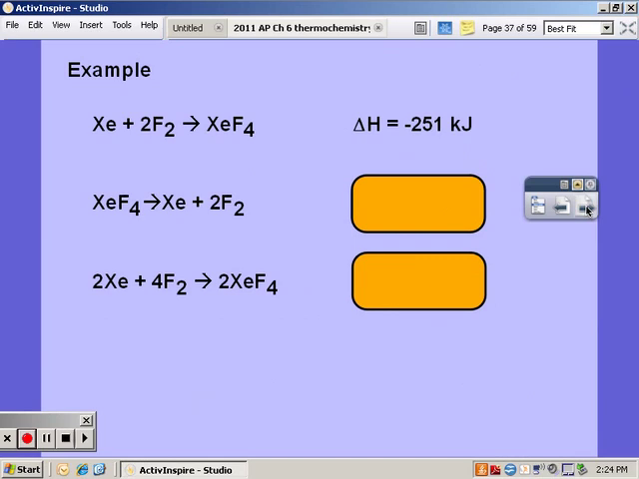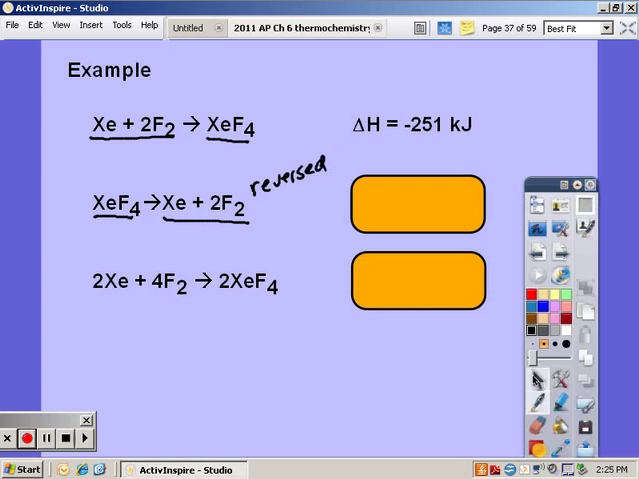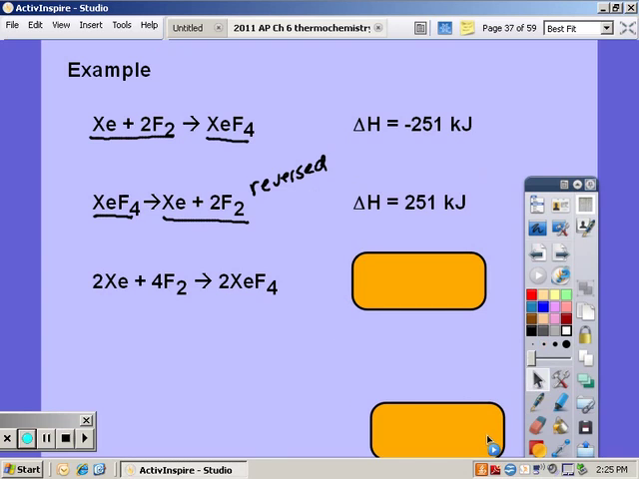Here you're given a reaction with an enthalpy of negative 251 kilojoules. If you compare it to the next reaction, you'll notice that they're related. The products are now reactants and the reactants are now products. So the reaction was reversed. When a reaction was reversed, remember delta H is reversed. So delta H is now at positive 251. So instead of releasing 251 kilojoules, it has to absorb 251 kilojoules.